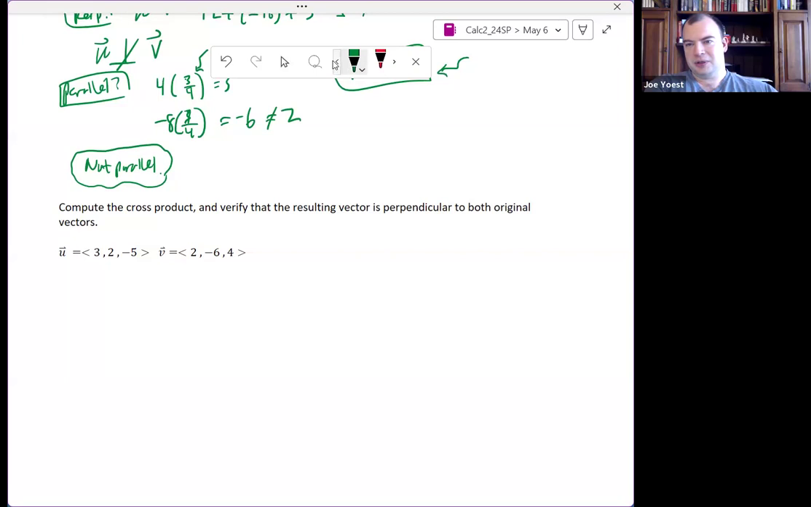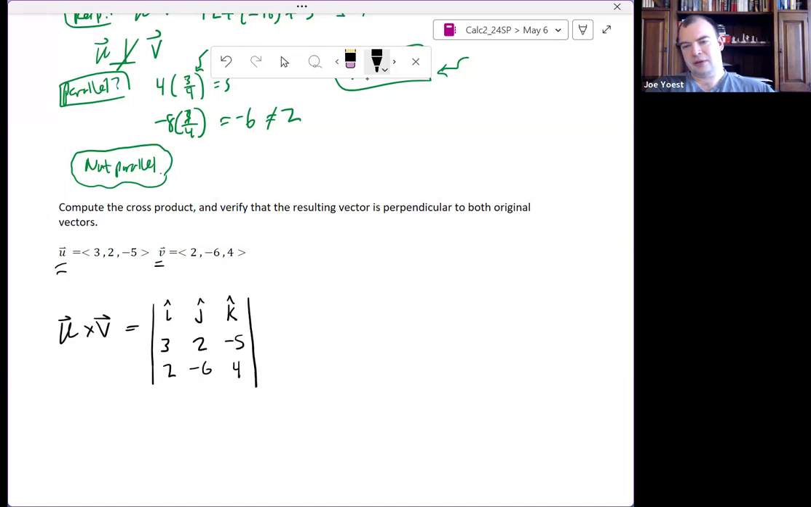So I'd like to start by computing U cross V, the cross product. I could just plug into the formula up above, but I think it's good practice to go through this matrix determinant method a couple of times. Remember that it does matter which one comes first. U cross V is negative V cross U, so we've got to be careful to get the U in the second row and the V in the third row. So it is important which order. So what is it? 3, 2, -5, and 2, -6, 4. That's what I want to take the determinant of.